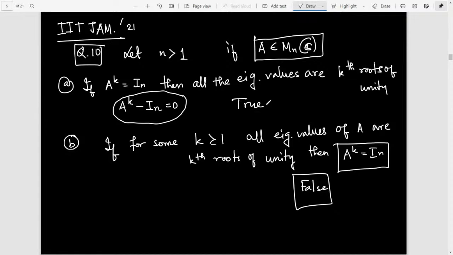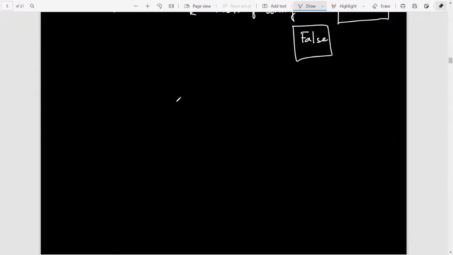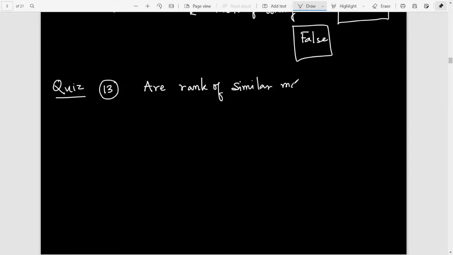Okay, so now let us move on to one of the questions from the quizzes, which is kind of important. It is kind of important as a property. So this was quiz question number 13. So quiz question number 13 essentially says that the rank of similar matrices is the same. So the answer is yes.